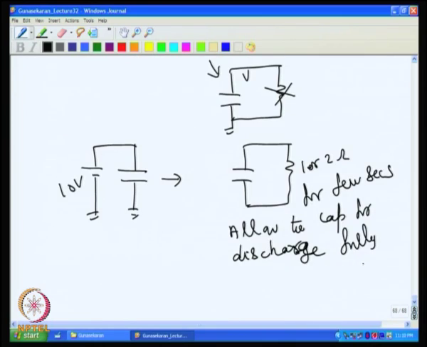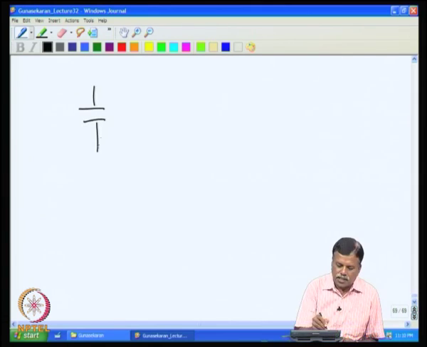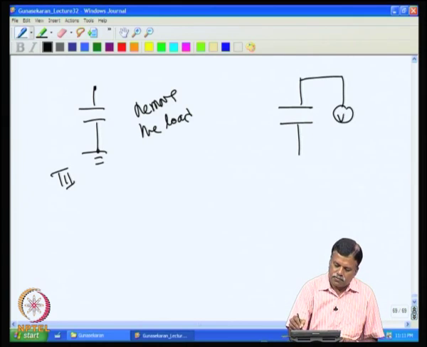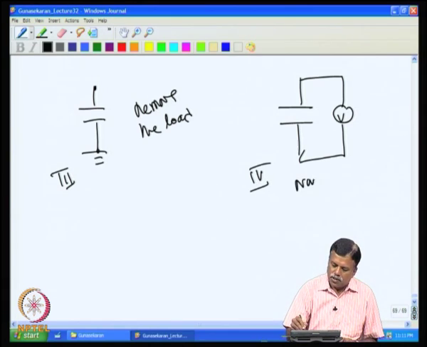Then the third step: this is the first step, then second you discharge. Now after a few seconds you remove the capacitor resistance, that is, remove the load. Then the fourth step, after removing the load, is to connect the voltmeter across the capacitor, a high impedance multimeter.